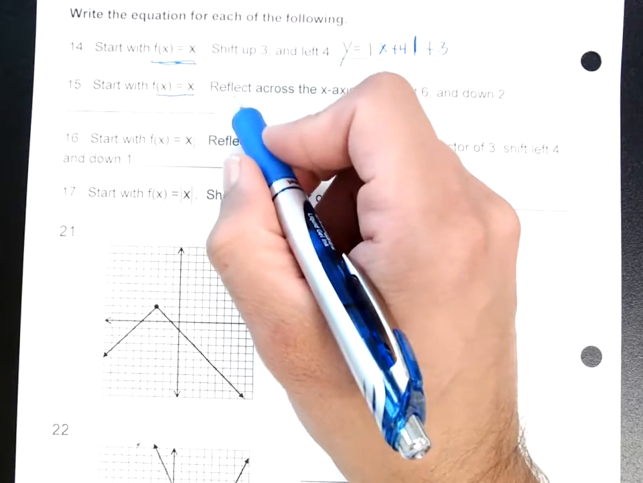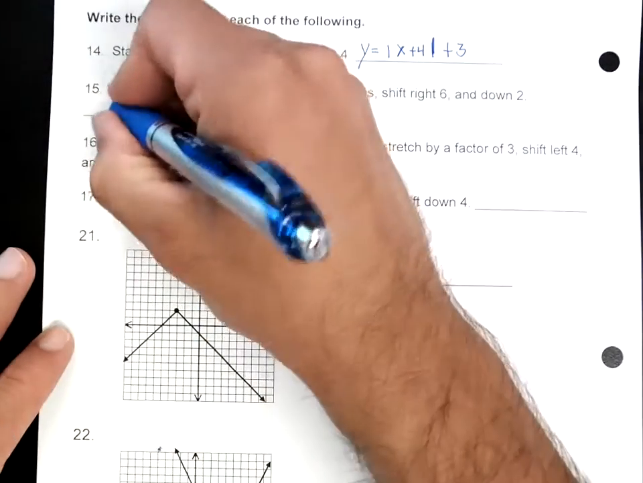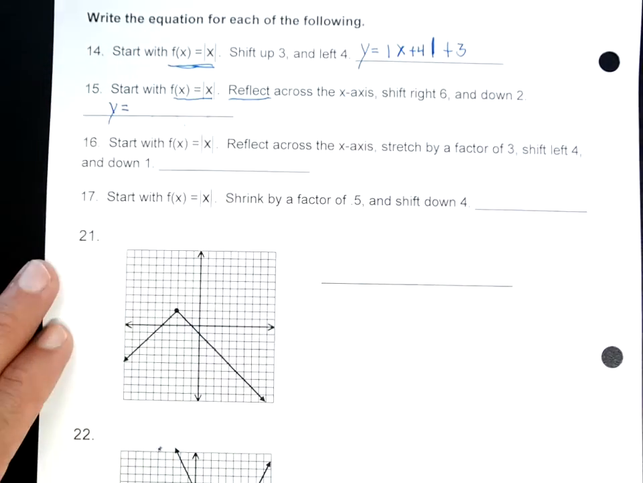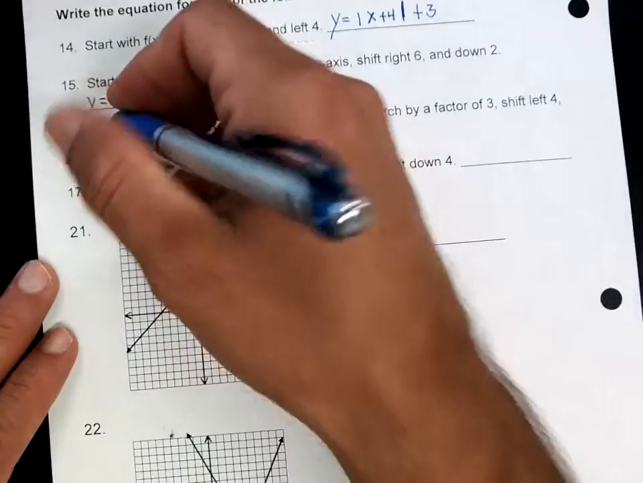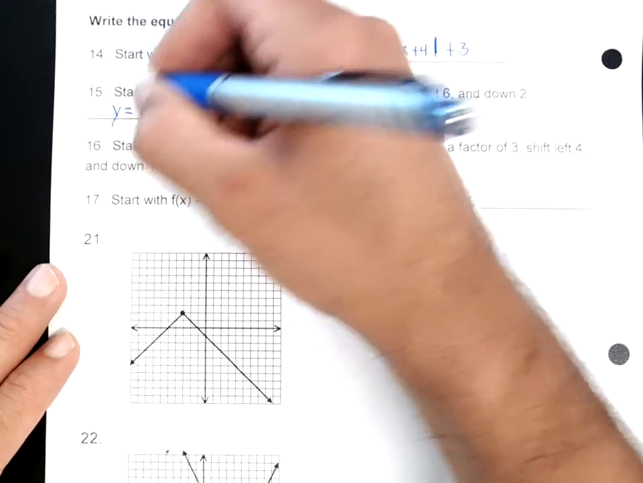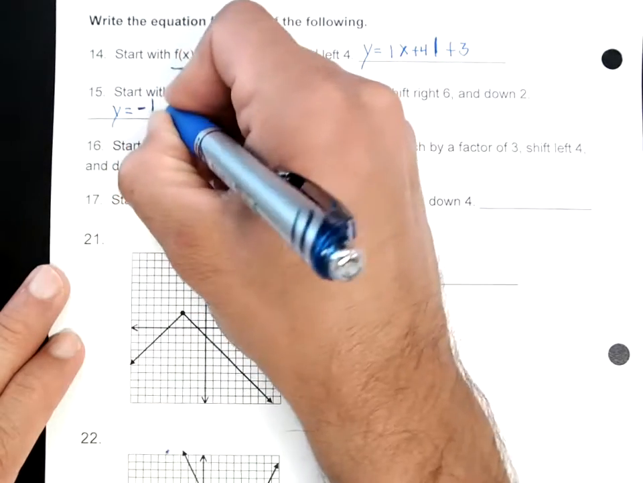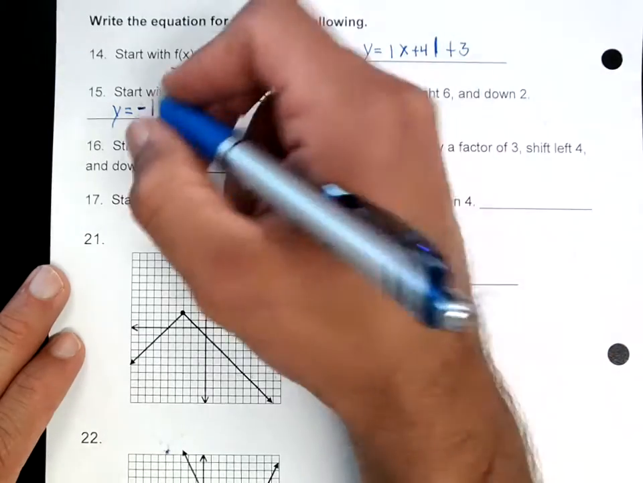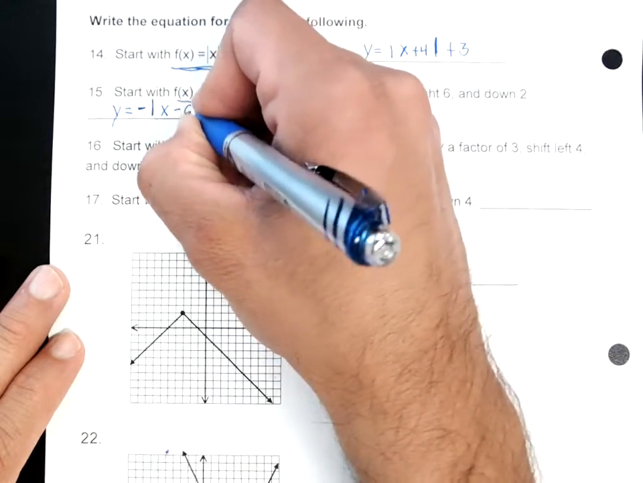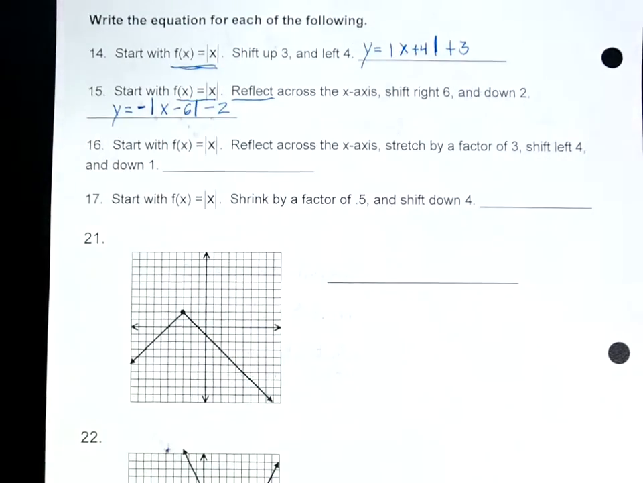Reflect. How do I tell you that this is reflecting if I'm writing an equation? What do I need to write here? That's what I was going to say, the negative. So this would be negative. And it says shift to the right 6. So minus or plus? It would be minus, because x is a liar, remember? And then we have down 2, so minus 2.